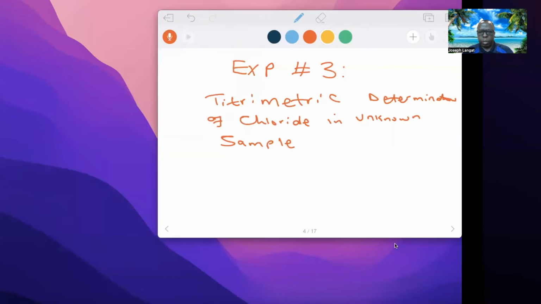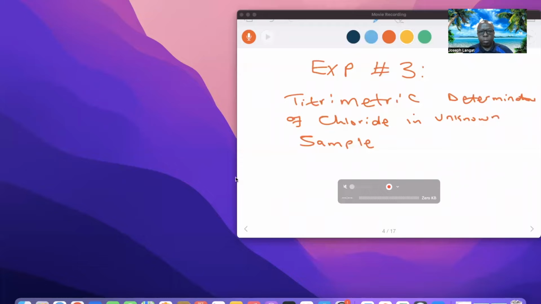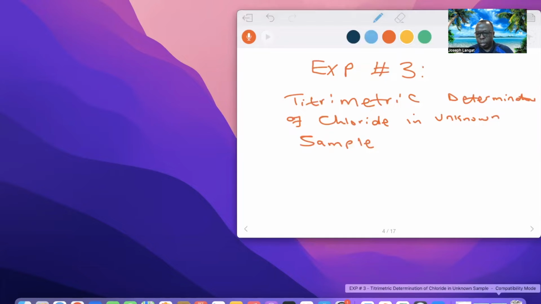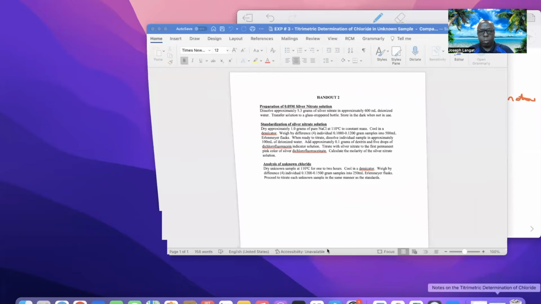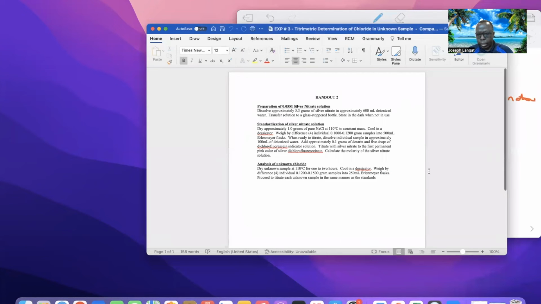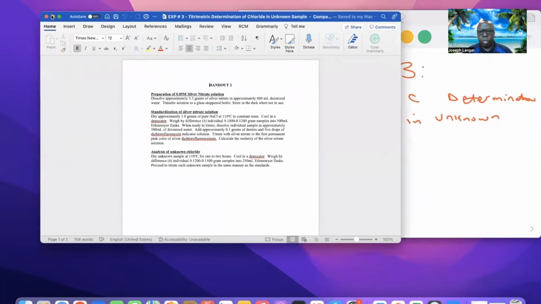Allow me to share my screen. I will walk you through the calculation all the way through determination of the mass percent of chloride in a known sample. What you see now is my whiteboard. I'm going to have the data sheet or lab notebook organization as well as the procedure.